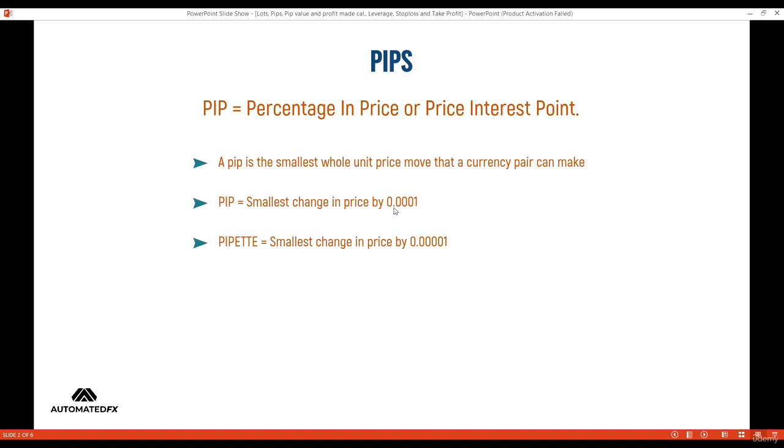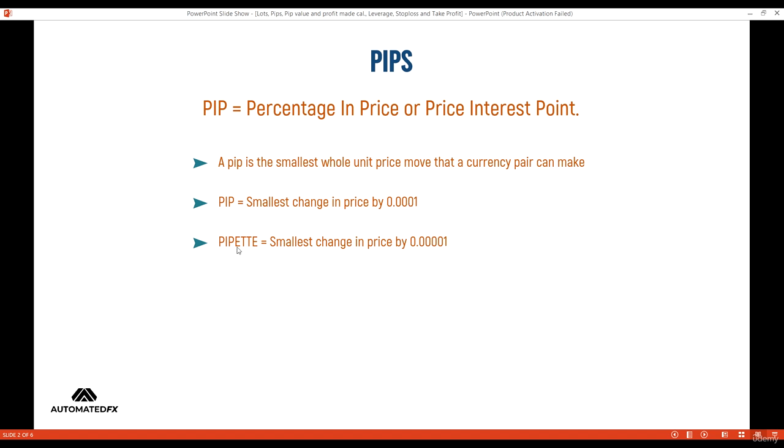So if the price moves from 0.0001 to 0.0002, it means the price has moved 1 pip. If it moves 0.0001 to 0.0003, it means it has moved 2 pips.